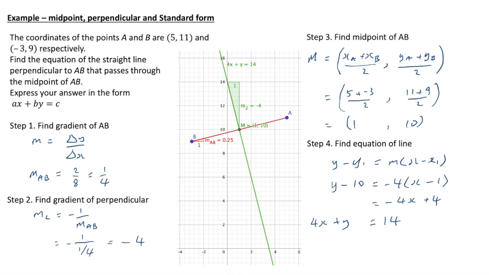And the final thing I want to just mention on this is that although this question asked for ax plus by equals c, you may remember that sometimes standard form is asked for in terms of ax plus by plus c equals 0, and so of course we would get that by subtracting 14 from both sides of the answer we gave before, and that would have given us 4x plus y minus 14 equals 0.